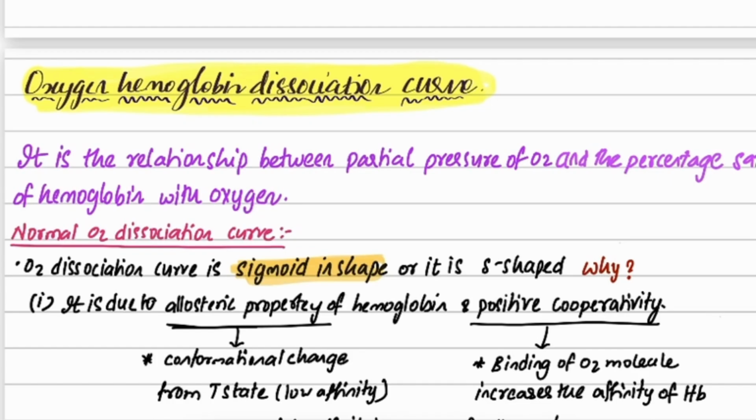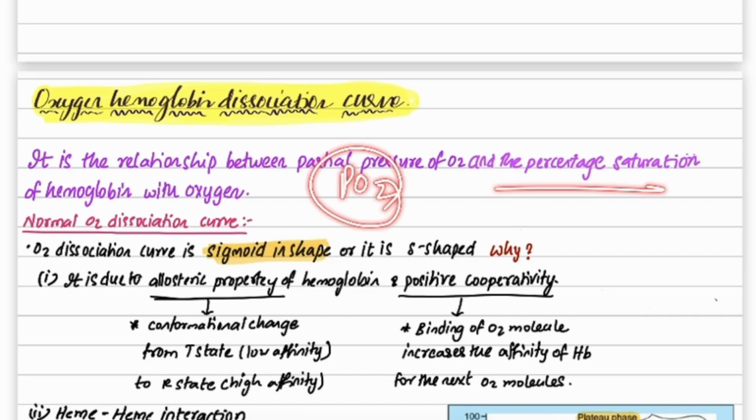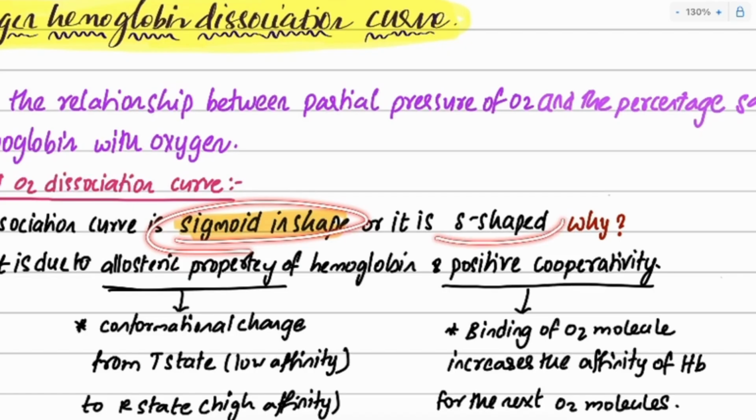So what is the oxyhemoglobin dissociation curve? It is the relationship between partial pressure of oxygen and the percentage saturation of hemoglobin with oxygen. I know you have not understood anything yet, but you will, don't worry. Now we have studied from our lower classes that the oxygen dissociation curve is sigmoid or S-shaped.